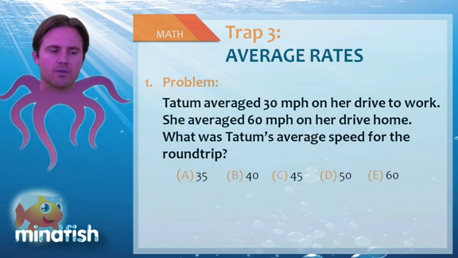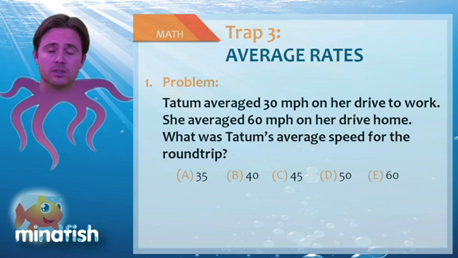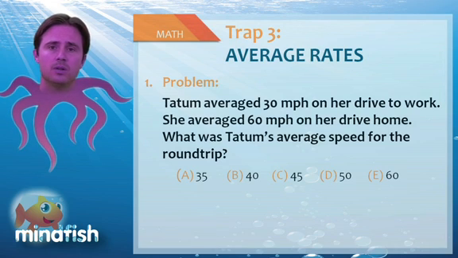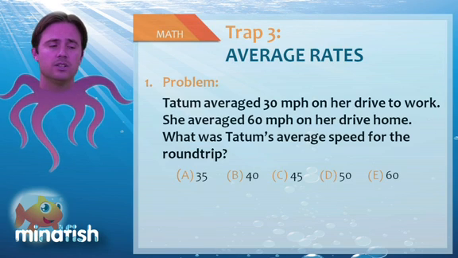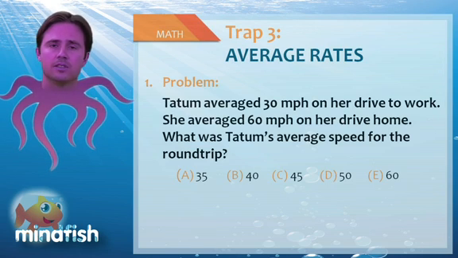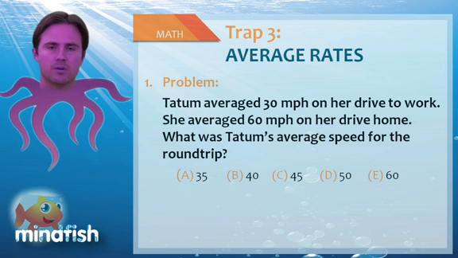So if I said that you drove 30 miles to work and you drove 60 miles an hour home, excuse me, what was your average speed? Most students would say 30 plus 60 divided by 2, 45, because you don't have a distance, so it seems like, well, I'll just average the two speeds. That is going to give you an incorrect answer.